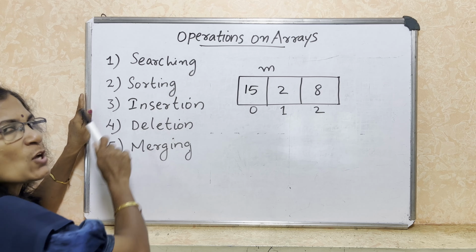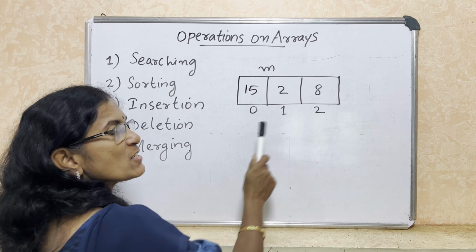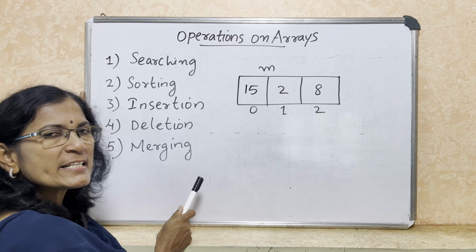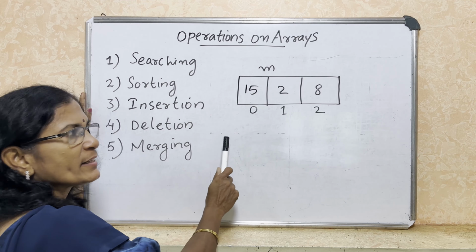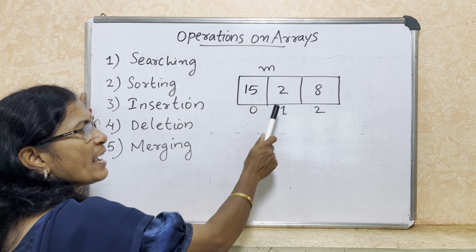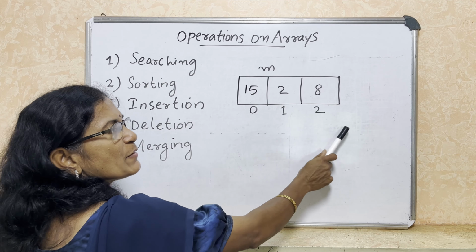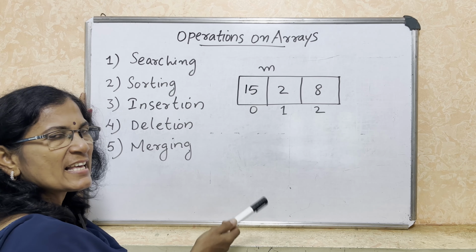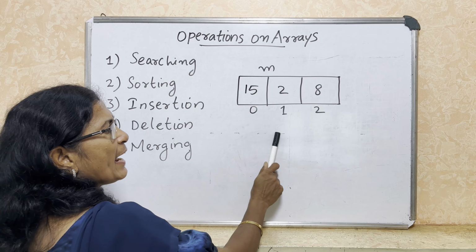The next one is sorting. You will be able to rearrange the elements of this array either in the ascending order or descending order. In the ascending order, you can arrange the elements as 2, 8 and 15. And in the descending order, if you want, you can rearrange the elements as 15, 8 and 2.